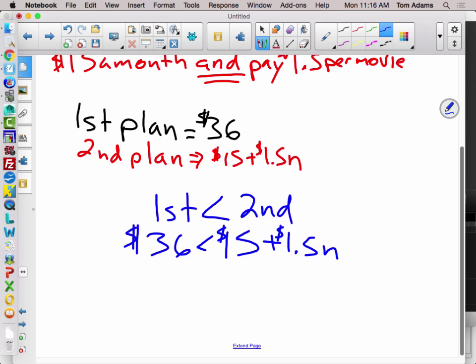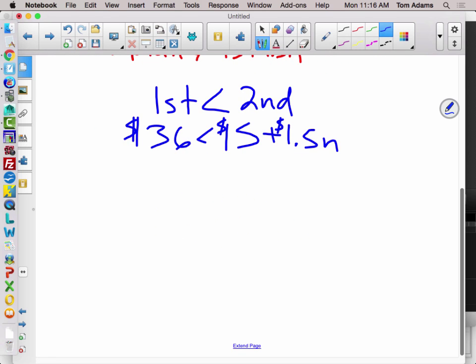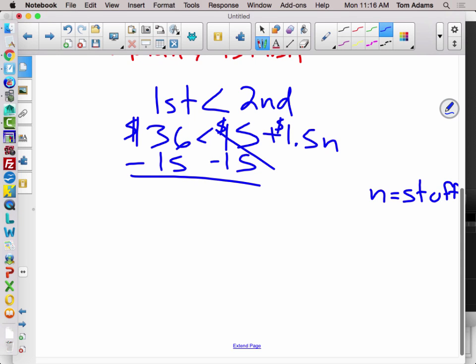So we just plug in the second expression, and then we're going to have to solve the inequality. So our goal here, what's our goal? To find what n has to be. We want to get n on one side and all the other stuff on the other. So I'm going to minus 15 from both sides. These cancel. That leaves me with 121, right?